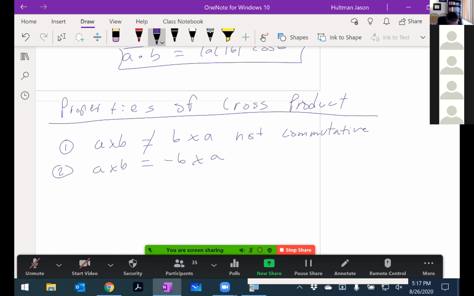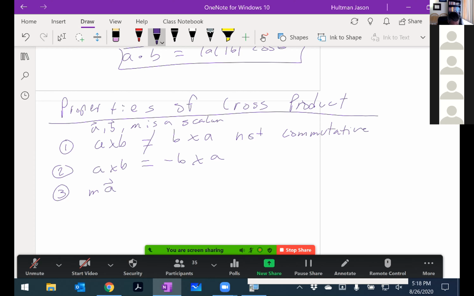Okay. M times A, let's see what happens if we get a scalar here. Again, A and B are vectors, M is a scalar. So you want me to write that? A is a vector, B is a vector, M is a scalar. I can't switch to bold all the time, but I'll just go like this, okay?